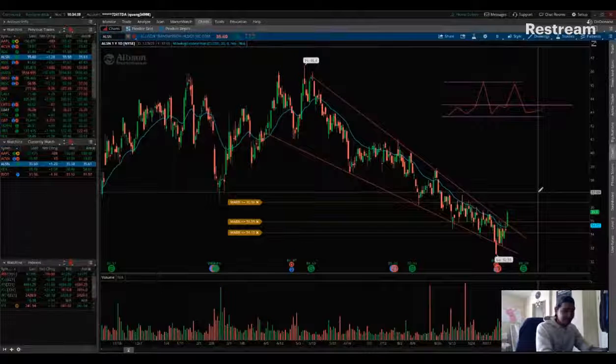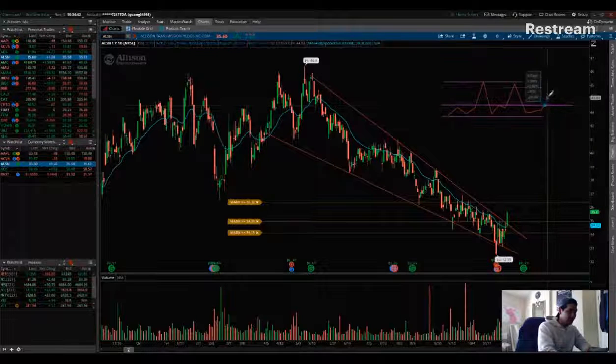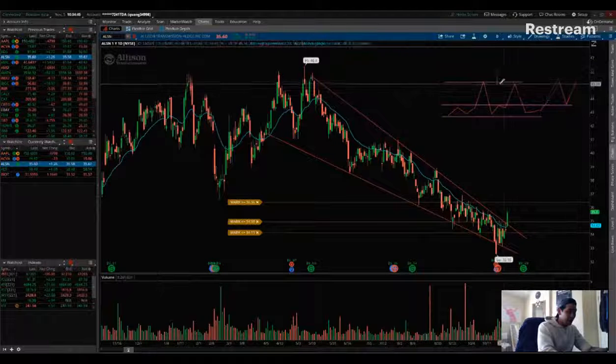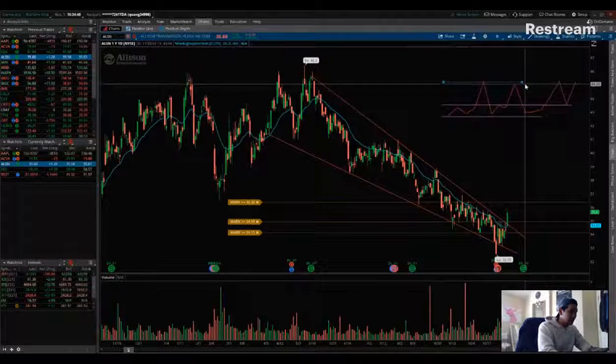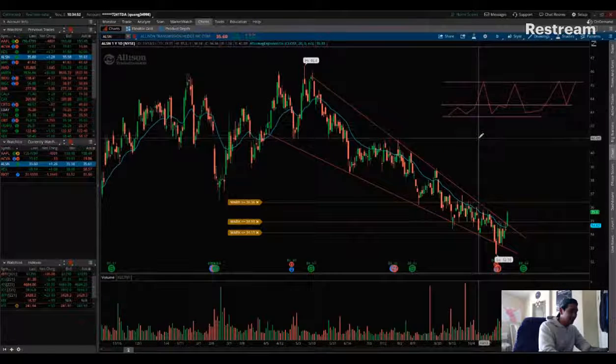Sure, it could be a resistance, but I would want to see a more solid break on this bottom run right here. So if we got another break and a touch, and then we happen to bounce off of that right there, right? See what I'm doing, you guys? That then would be a new support and resistance to me. You know what I mean?